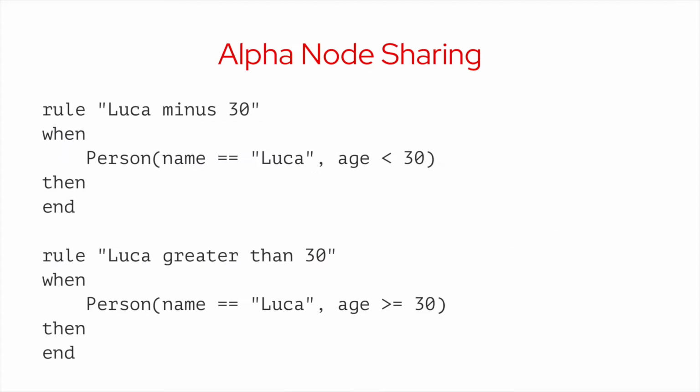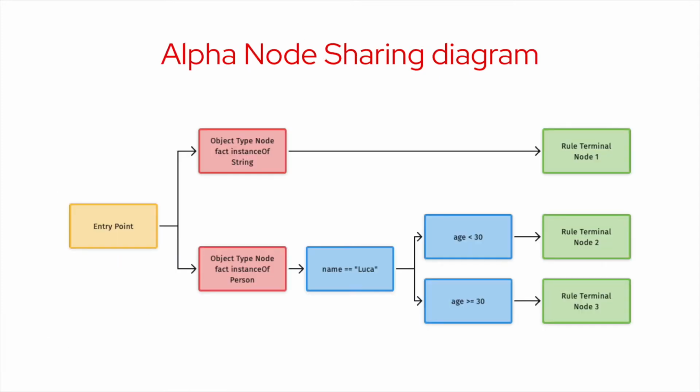Let's see the first optimization of a Rete network, the alpha node sharing. As we said before, each constraint inside a pattern will generate a single alpha node. But when constraints are identical, even among different patterns and rules, only a single alpha node will be created. In this example, only 3 alpha nodes will be created. As the first constraint, person name equals Luca, is identical in both rules, it generates only one alpha node, while the other two constraints, age minor than 30 and age greater or equal than 30, will generate one alpha node each.